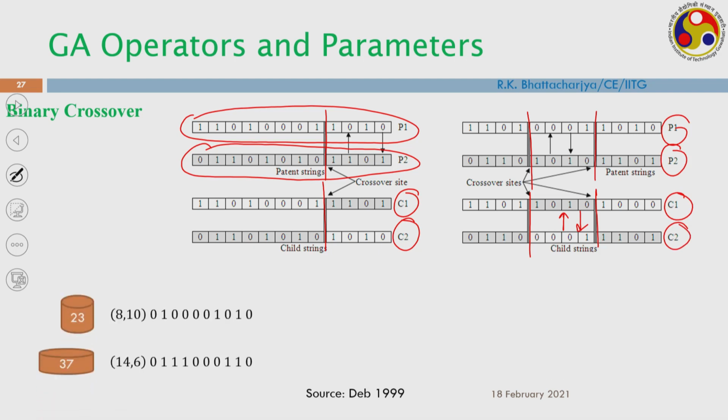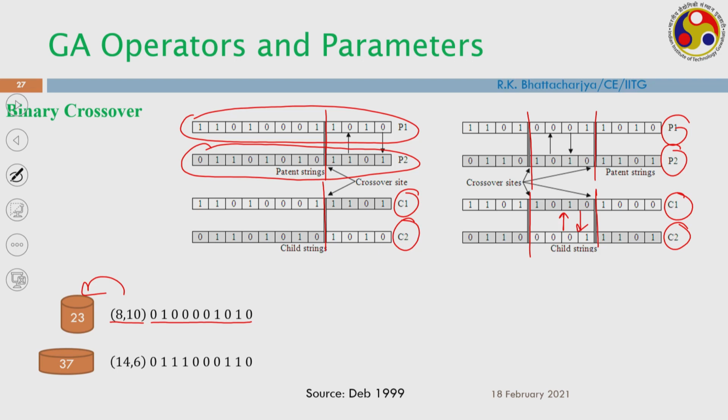Let us take this example problem, that CAN design problem. So, this is one solution, 8 and 10, and if I encode this solution, I will be getting this one: 0 1 0 0 0 0 1 0 1 0. So, this will represent 8 and 3, and the corresponding decoded value is 23.